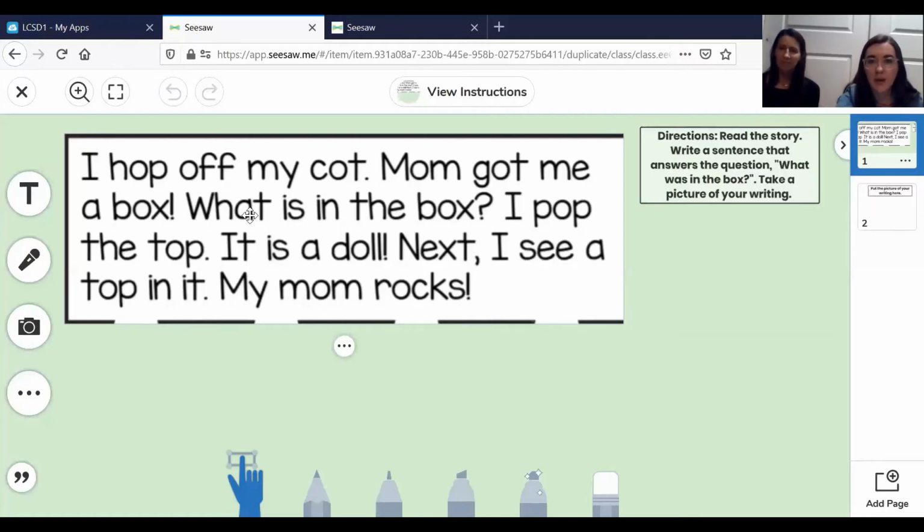So now we're going to move to the writing part. So I'm looking at this question and I'm going to write a sentence that answers the question, what was in the box? If your student is not able to answer the question, that's okay too. Just make sure that you note that somehow. You can type a message that says was not able to answer the question or something similar to that. But if you would like to encourage your child, you can always have them go back and reread the passage. Again, please don't read the passage for them. Students should be able to read all of this independently.